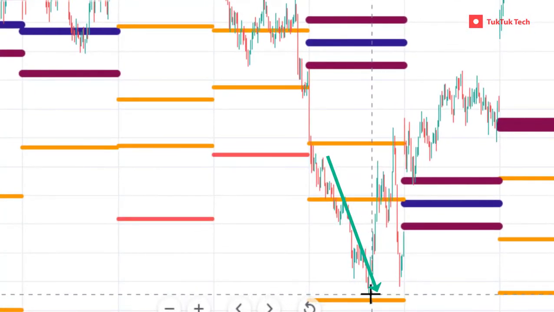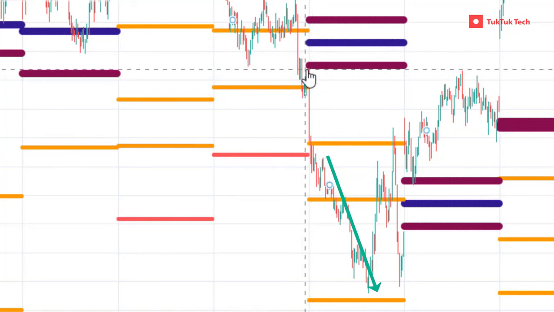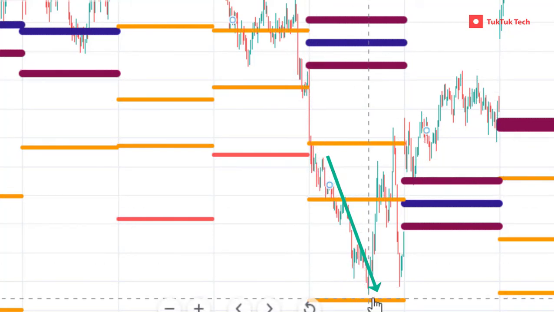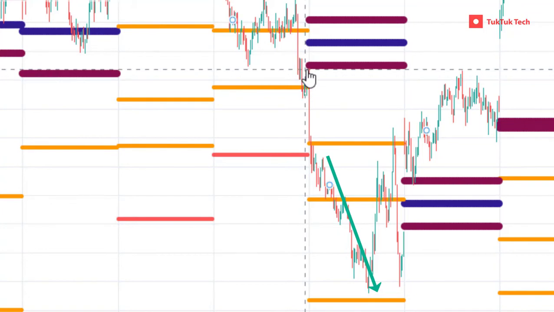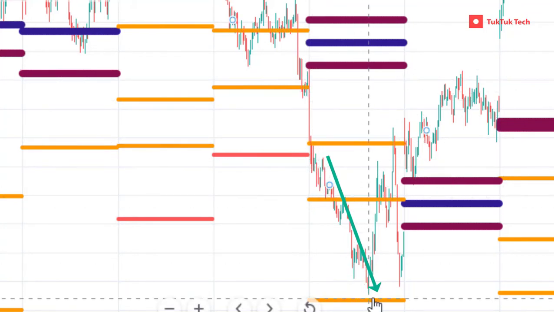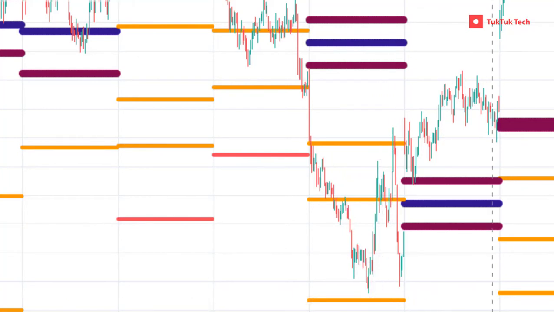Prices fall to the support 3 level before buyers hit the market. Always note, where the market opens on the following day will either reject or accept this directional bias. Now, let's take a look at another example.